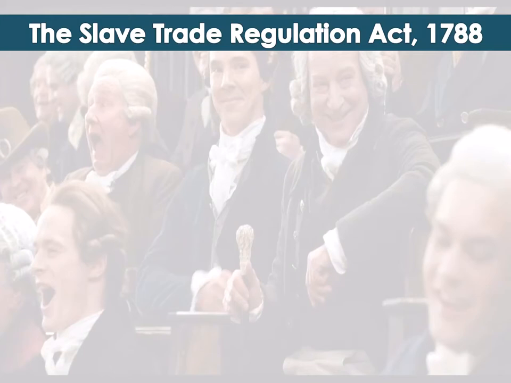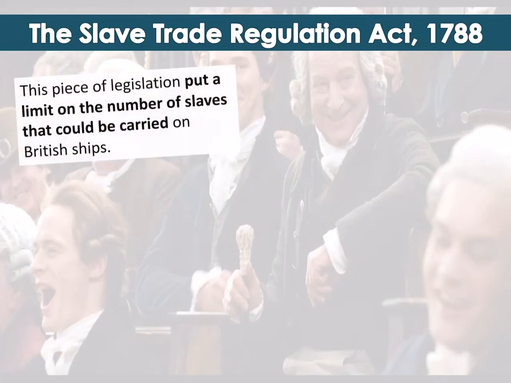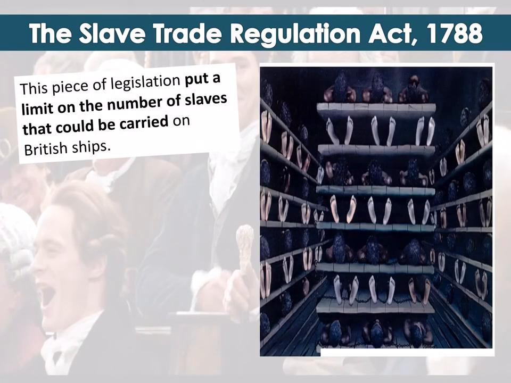Now, just a wee recap from what we covered last lesson. The Slave Trade Regulation Act of 1788. Now if you remember, this act put a limit on the number of slaves that could be carried on British ships. Now that picture on the right hand side there that you'll see, again if you think back to when we looked at conditions on the Middle Passage, that was the typical layout of a slave ship and how slaves would be packed into the ship.